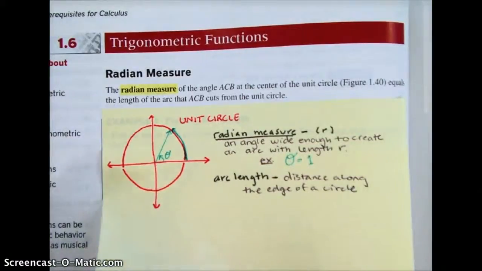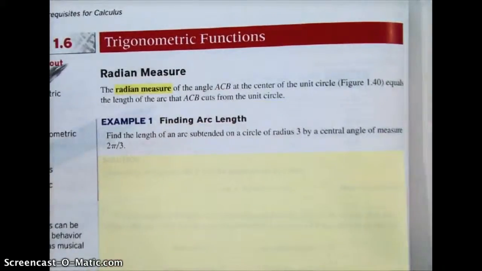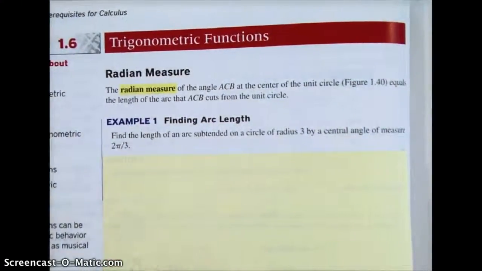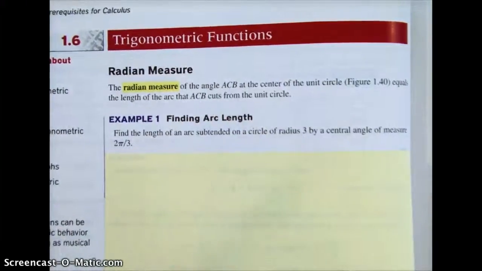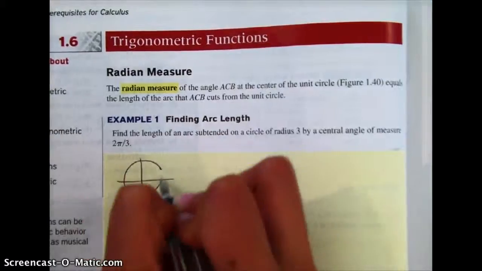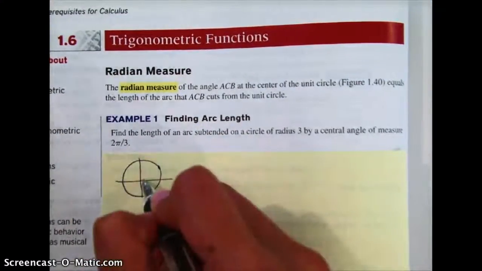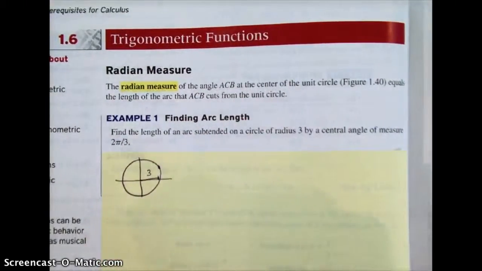So example 1, we're just going to use the real meaning of a radian to find arc length. It says find the length of an arc subtended. Subtended just means carved out, basically, on a circle of radius 3 by a central angle of measure 2 pi over 3 radians. So we want to find an arc length. If you visualize it, we want to find the distance along the edge. And we're told that the radius of the circle is 3. And there's a very simple formula to do this.